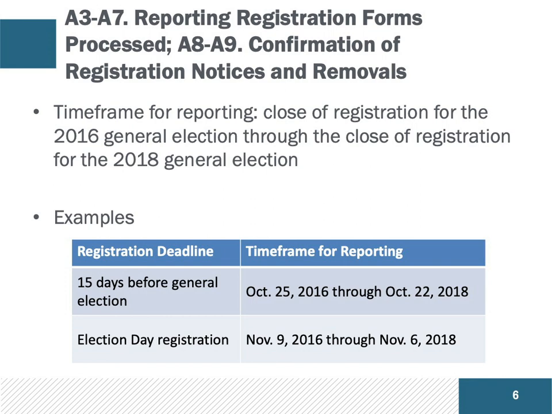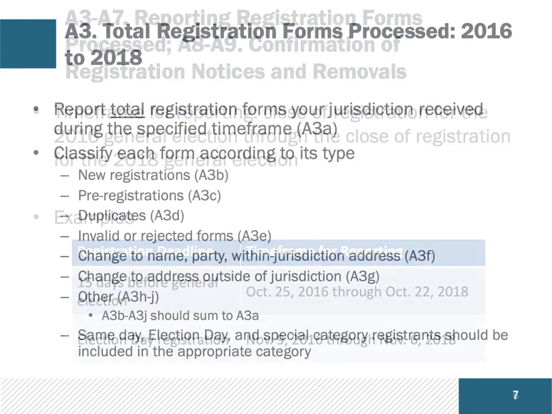Or let's say your state allows for Election Day registration and voters can register at their polling place when they vote in person on Election Day. In this case, you'll report data from November 9th, 2016 through November 6th, 2018. Again, state laws on registration deadlines vary widely. While you're answering the remainder of Section A, keep in mind how your state's registration deadlines apply so that you can answer these questions correctly.